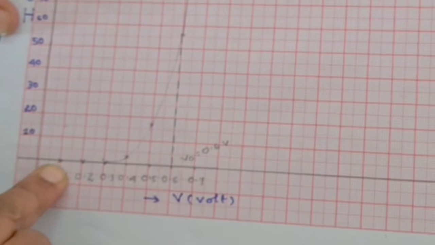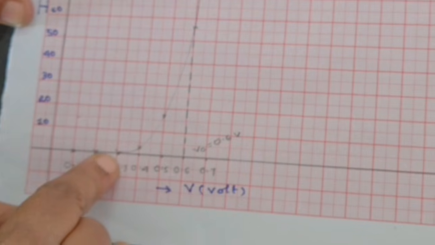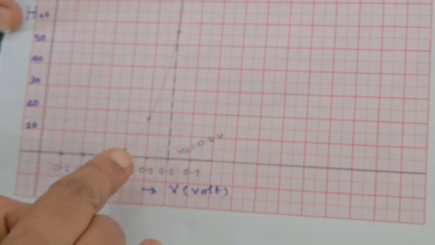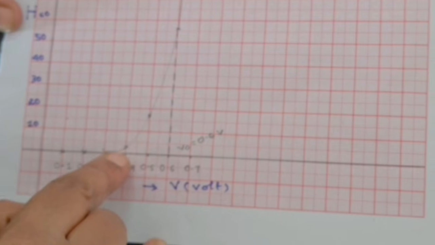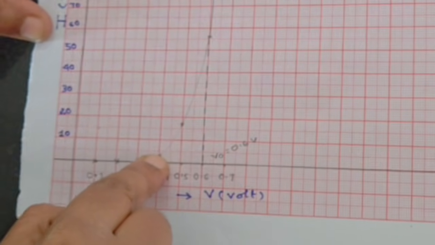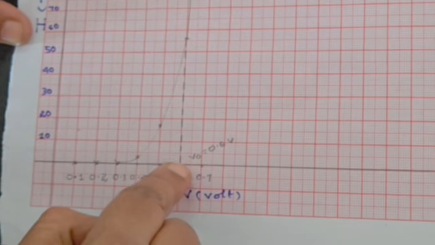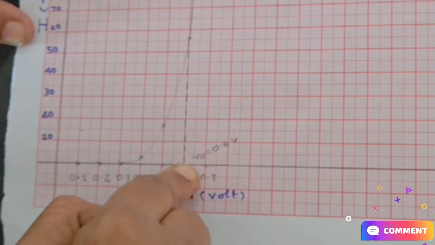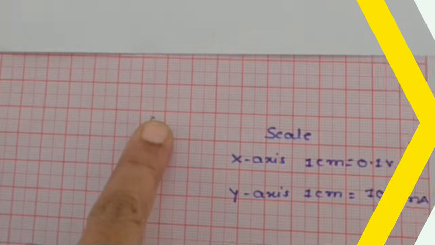At 0.1 the current is 0, at 0.2 it is 0, at 0.3 it is 0, and then at 0.4 it was around 3.2. So 3.2 I cannot mark here, so as per my scale I marked it as 3. Then similarly at 0.5 it is 16.7, at 0.6 it is 56, and at 0.65 it is 168.